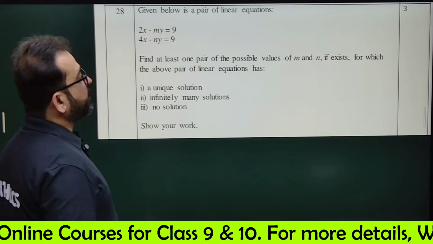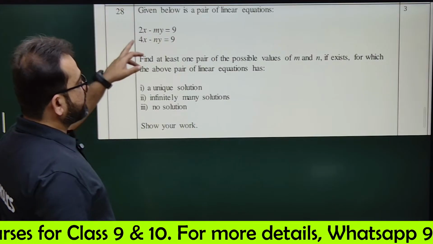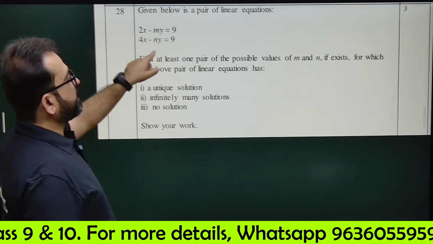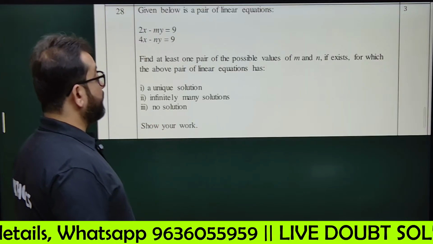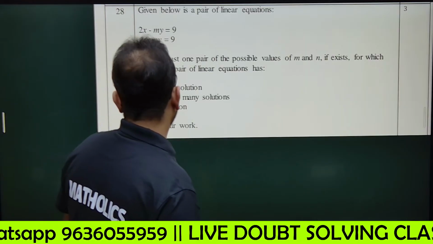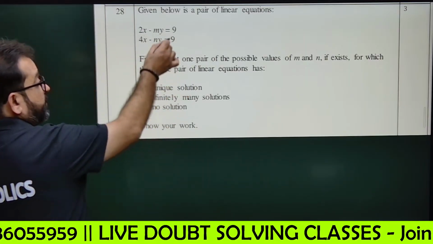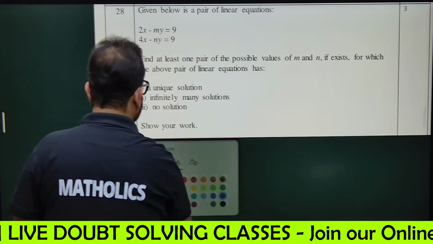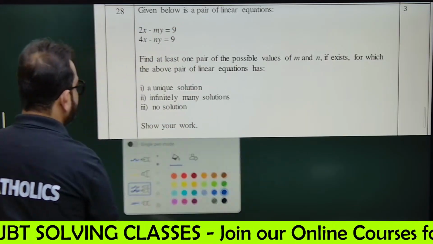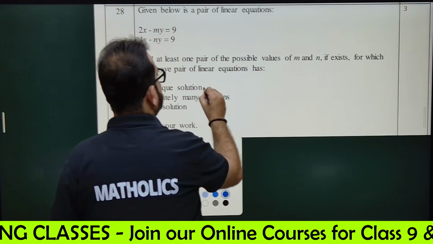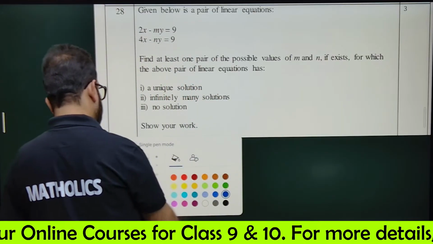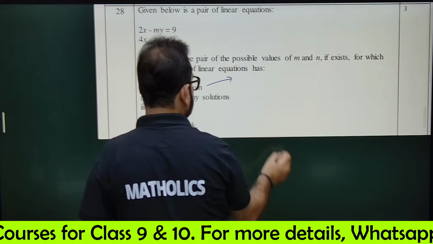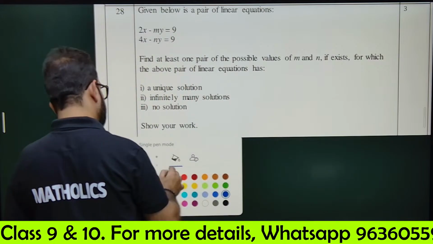Given below is a pair of linear equations. 2x minus my equal to 9, 4x minus ny equal to 9. Find at least one pair of the possible values of m and n if exists for which the above pair of linear equations has unique solution. Unique solution condition, can anyone tell me?